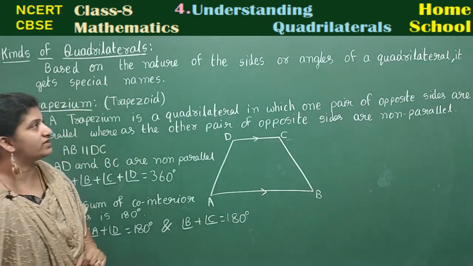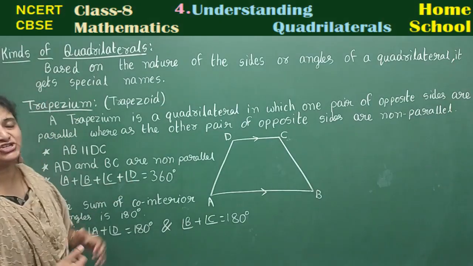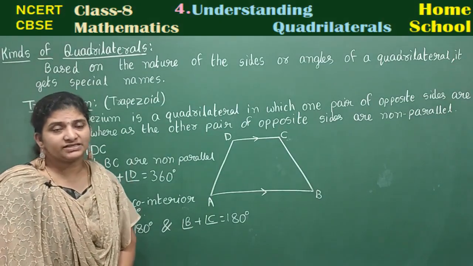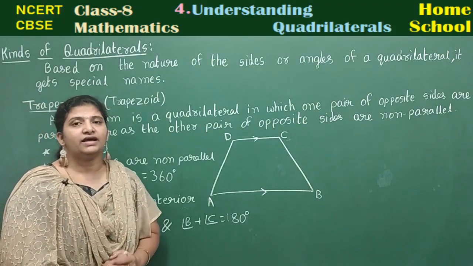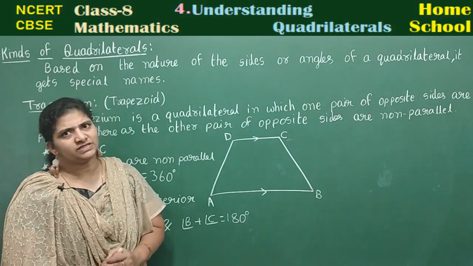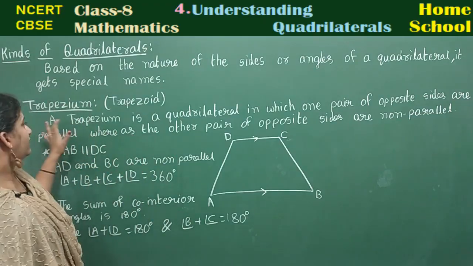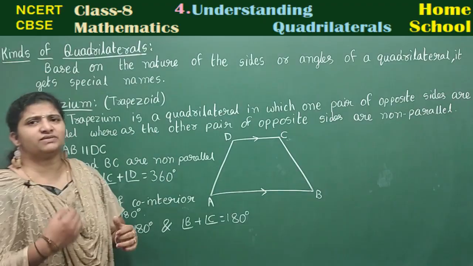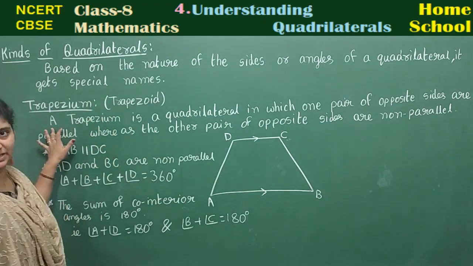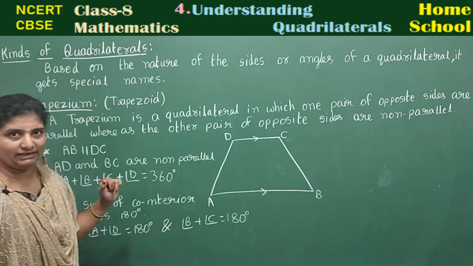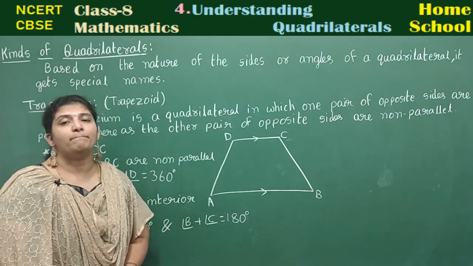Let's see about the kinds of quadrilaterals, or we can say types of quadrilaterals. Based on the nature of the sides or angles of a quadrilateral, it gets special names. How does it get its special name? Based on the sides or angles, it is classified into some special name. Let us see the first type of quadrilateral, that is trapezium. Trapezium is also called trapezoid. A trapezium is a quadrilateral in which one pair of opposite sides are parallel.